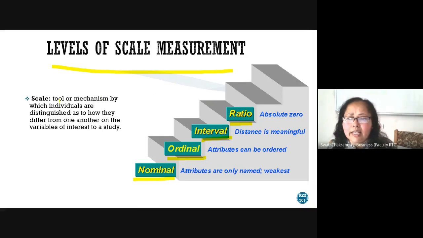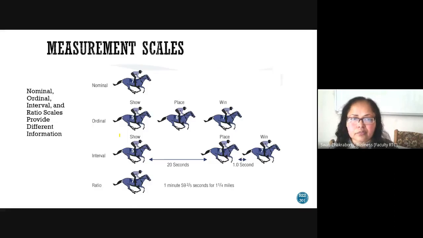So what is scale? When we say scale, scale is a tool or mechanism by which individuals are distinguished as to how they differ from one another on the variables of interest or study. So it helps us in distinguishing how they're different.